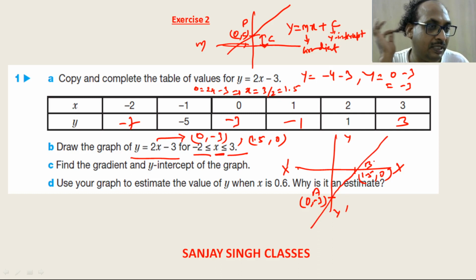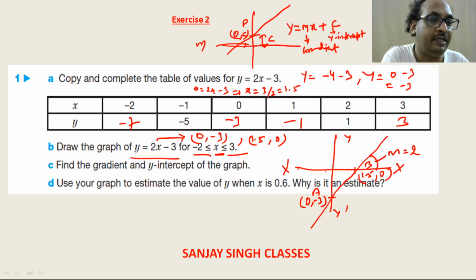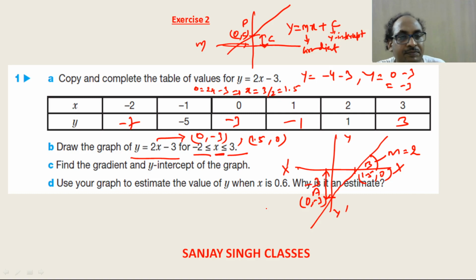And this will be the gradient. Gradient is what? m is equal to 2. The y-intercept is actually minus 3. So this is the graph. Here I am drawing an approximate graph. Similarly, find the gradient and y-intercept of the graph. So gradient is 2 and y-intercept is minus 3. So c is equal to minus 3.